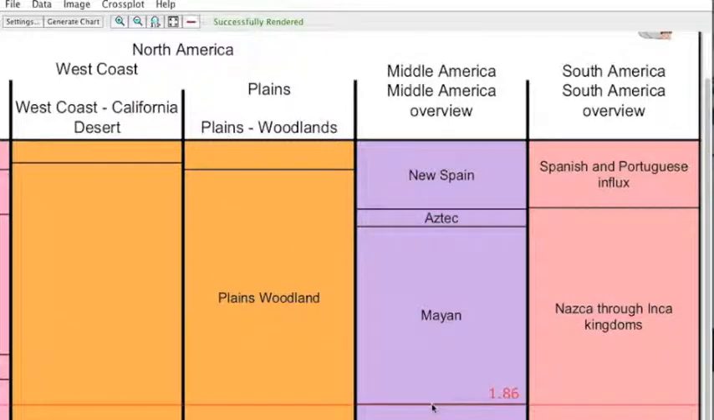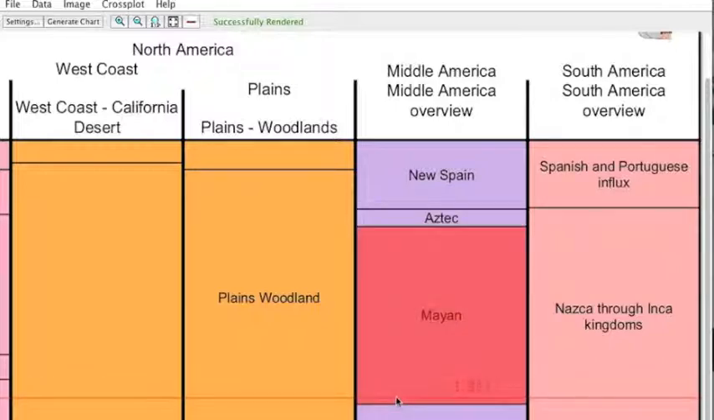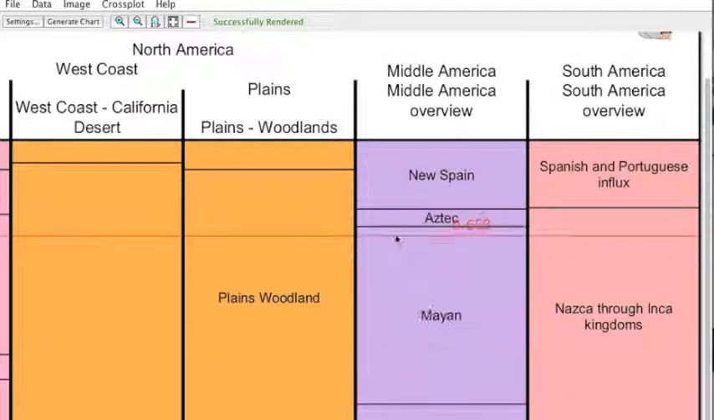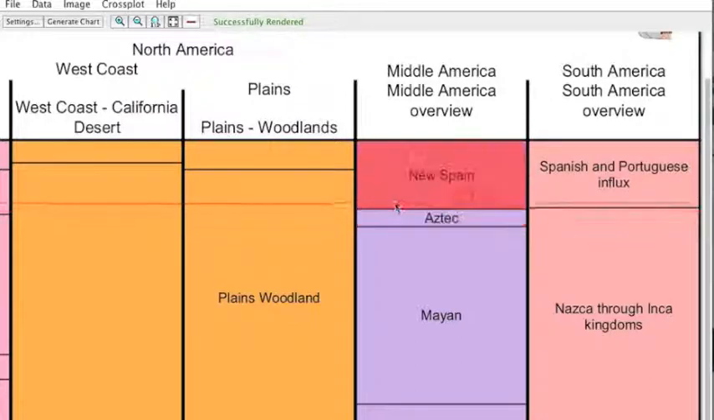When did the Mayans start? This is around 1802 years ago, and the Mayans became extinct around 652 years ago, and then the Aztecs were 585 years ago up to 493 years ago. The Spanish colonization started then, 468 years ago, up to now.